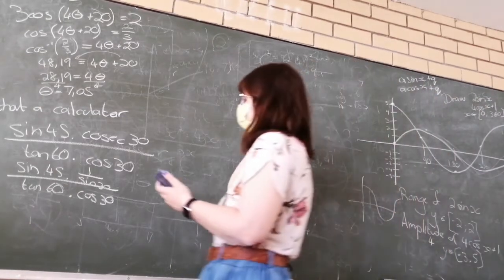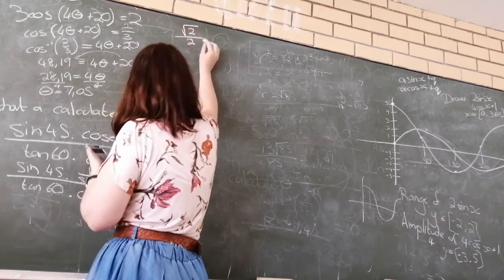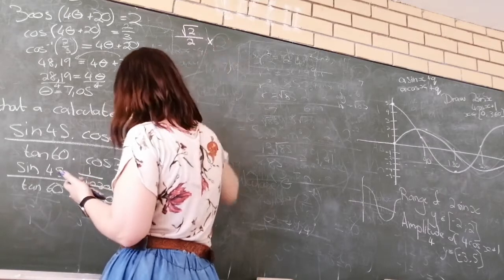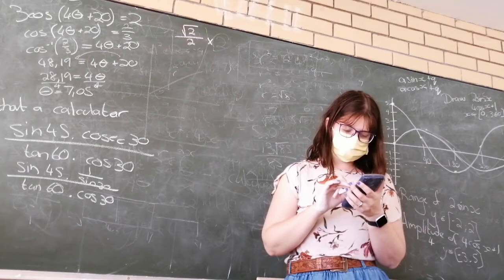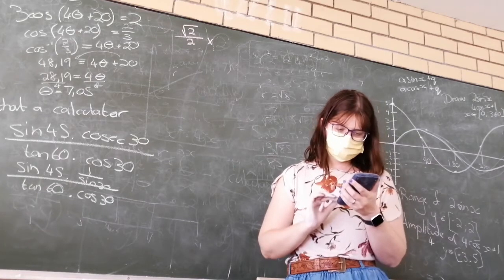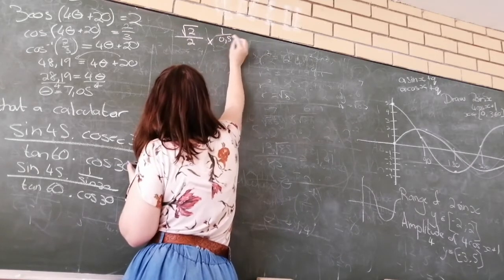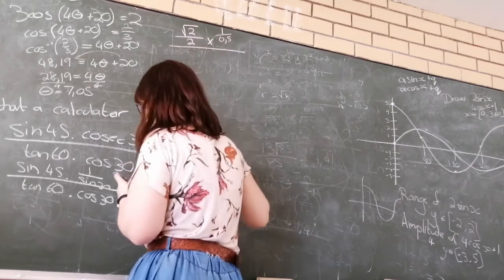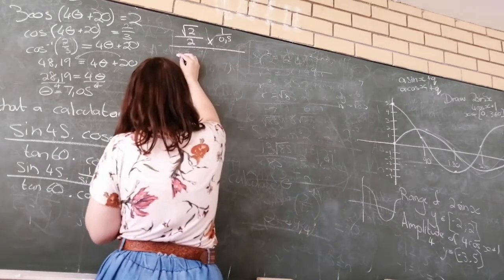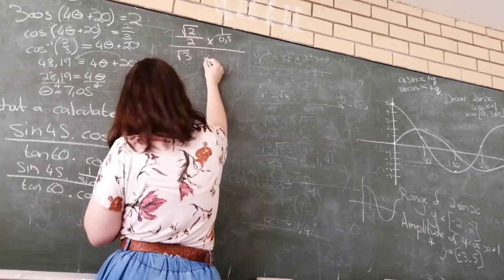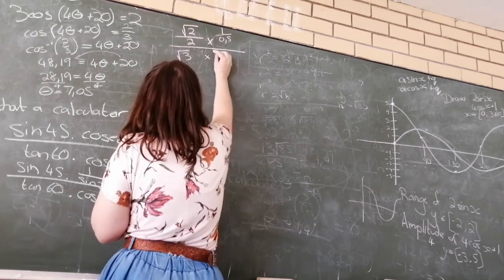So now sine 45 is root 2 over 2, times 1 over sine 30. Sine 30 is a half, so 1 over 0,5, over tan 60, which is root 3, times cos 30, which is root 3 over 2.